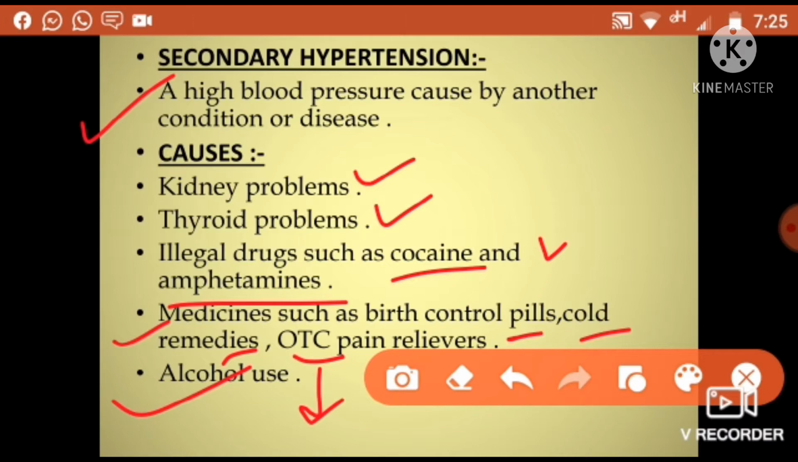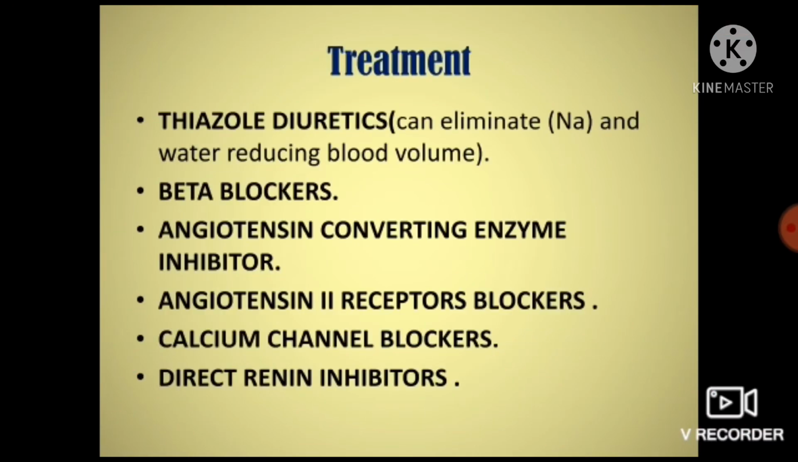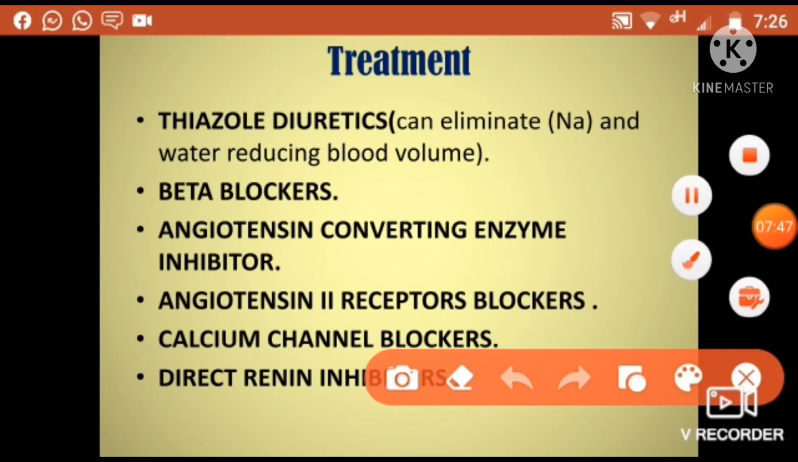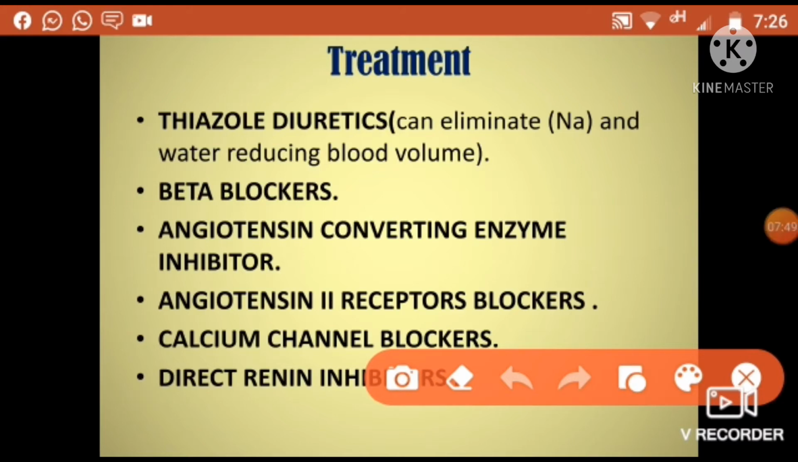And the last one is alcohol use. Secondary hypertension can also be produced due to alcohol use. What is the treatment? The treatments are categorized very broadly, but we are only categorizing them by name because we are going to discuss in our next series the effects, side effects, uses, how to treat, doses, and all other aspects required for the treatment of hypertension. So you have to learn these drugs for the treatment of hypertension.